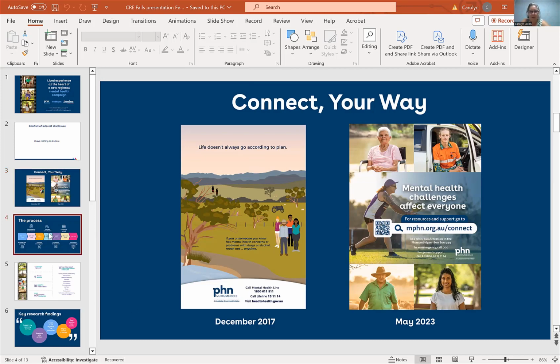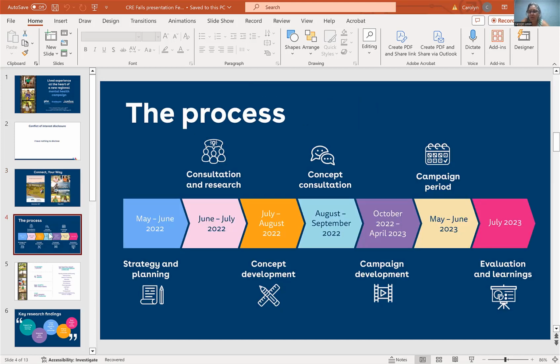So we followed a typical social marketing framework where we started with strategy and planning. We then did an initial co-design and consultation phase with the community, followed by concept development. We then took those concepts back and consulted with the community again. We then built out all the resources, had the campaign in field, and then measured pre and post campaign to see effectiveness.